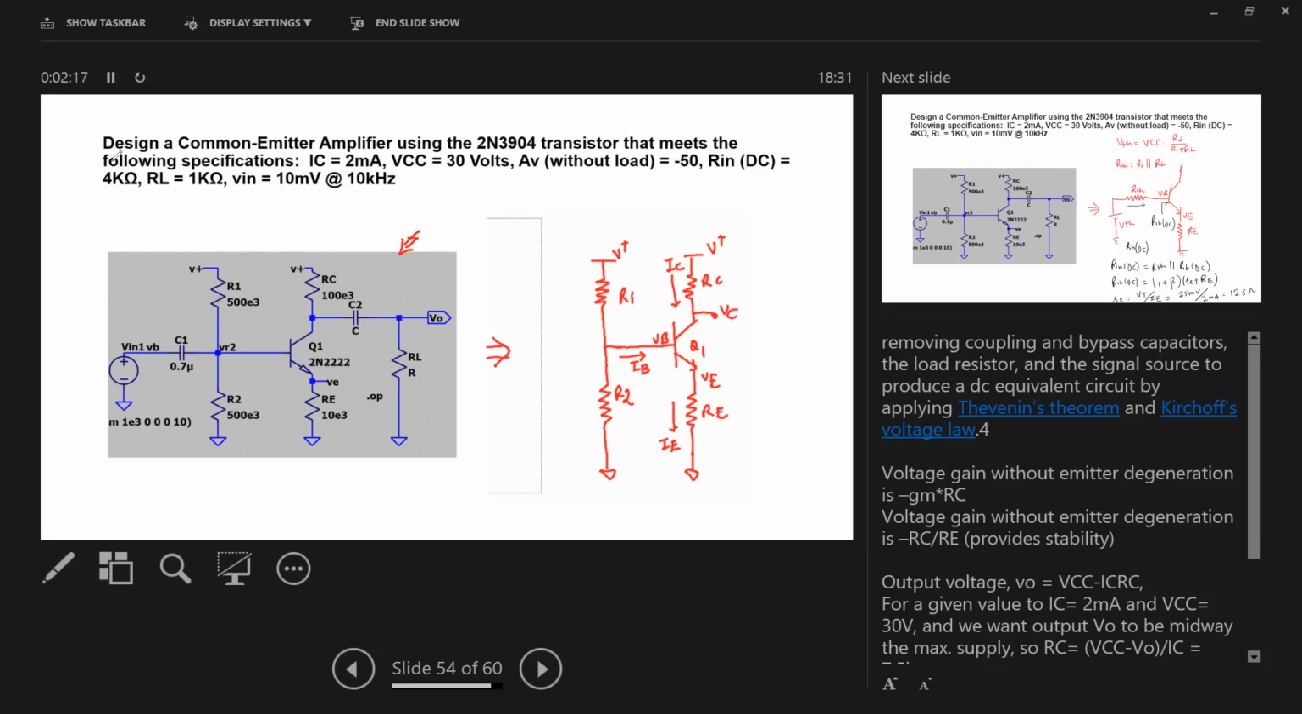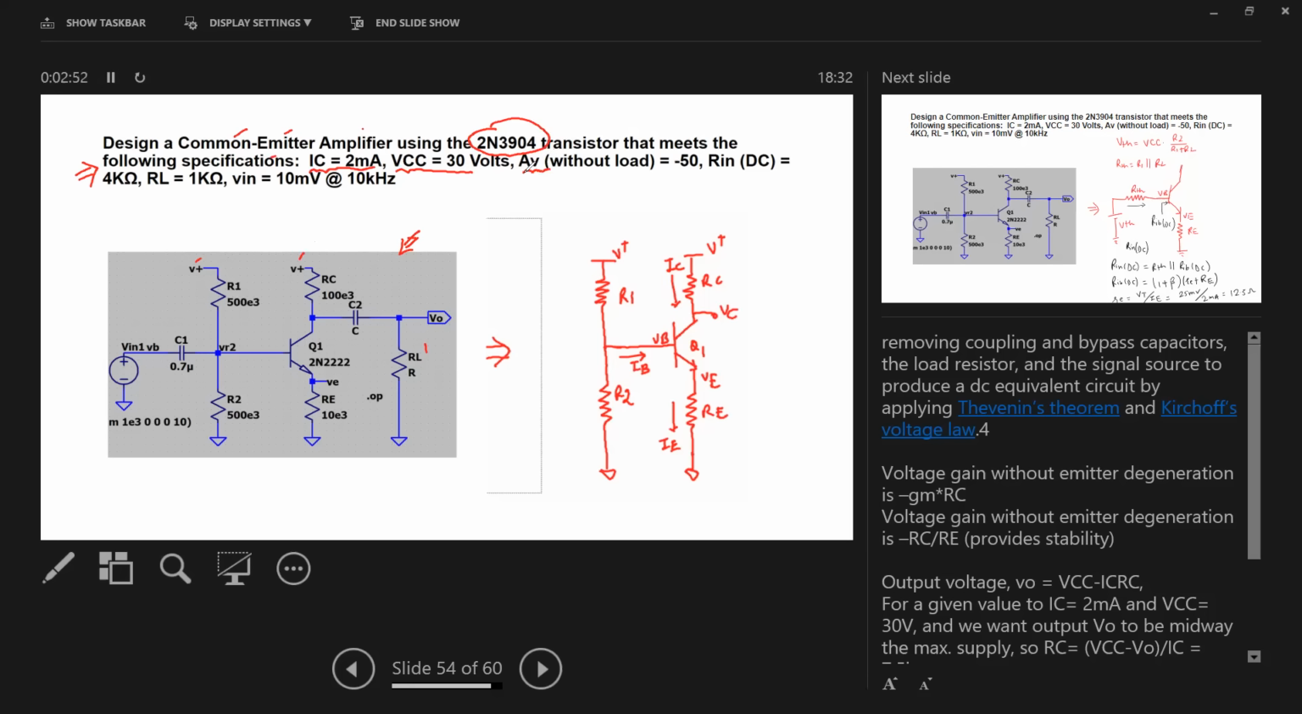So let's say you are an electronic designer and you are given such a design problem, like you want to design a common emitter amplifier using this transistor 2N3904 that should meet the following specification. Your circuit should deliver 2 milliampere to the load, which is the collector current of a transistor. You are given a VCC of about 30 volts. So this V plus right here is 30 volt.